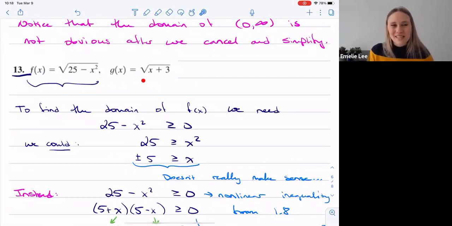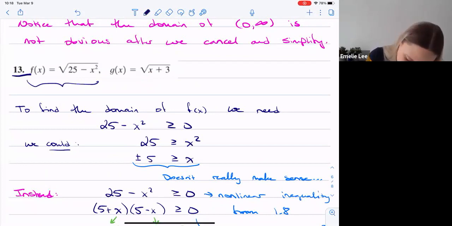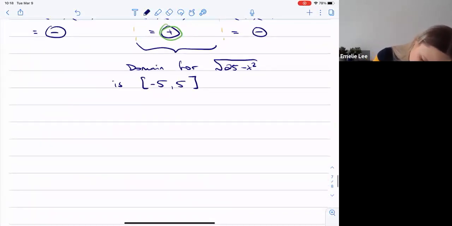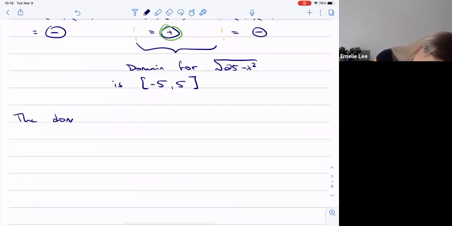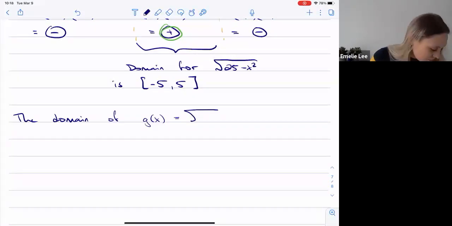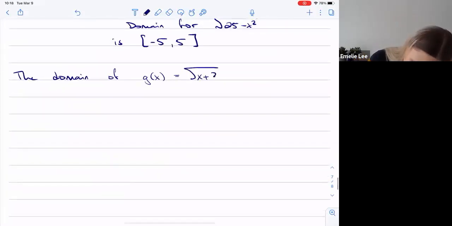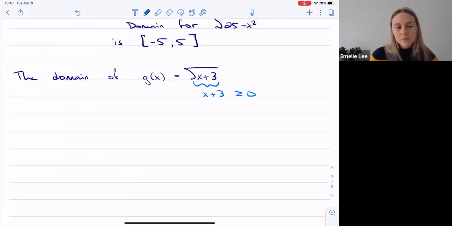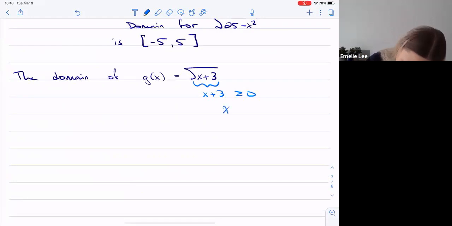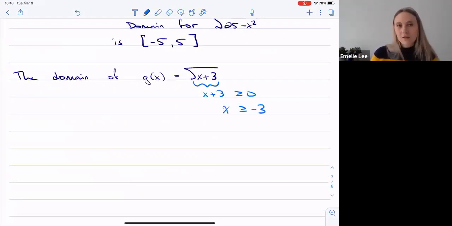Luckily, the domain of g of x is quite a bit easier. And so the domain of g of x, g of x equals the root of x plus 3. So here, x plus 3 has to be greater than or equal to 0, which means what? Well, if I'm just subtracting 3 from both sides, x has to be greater than or equal to -3. And just always put in your answers.